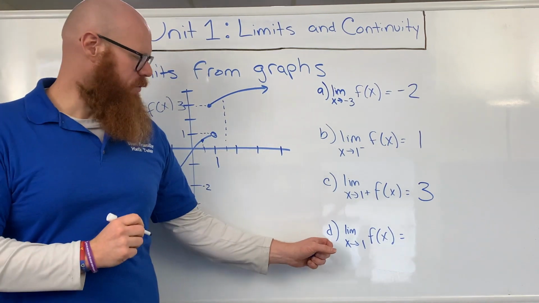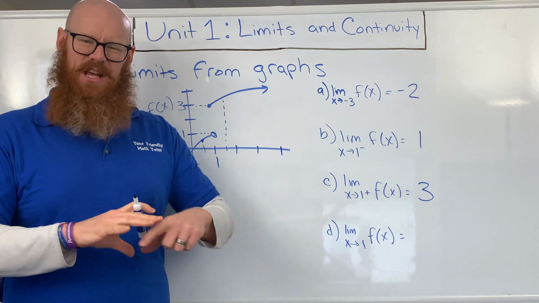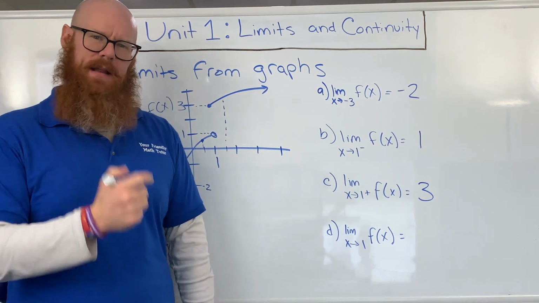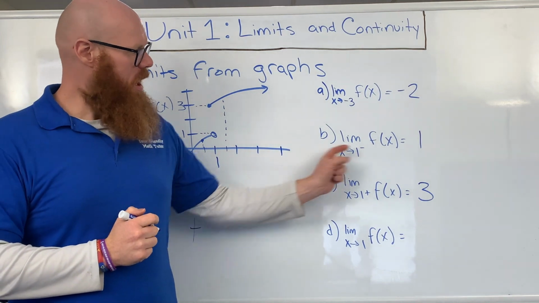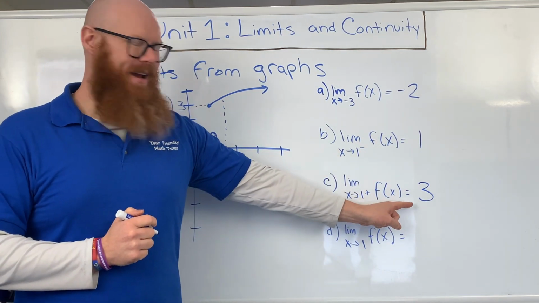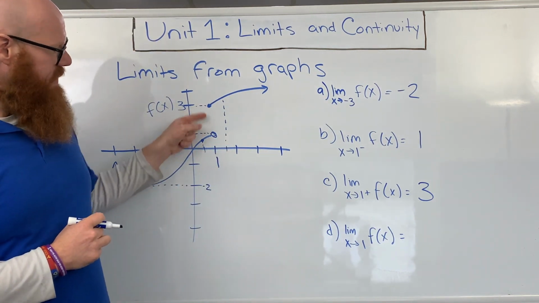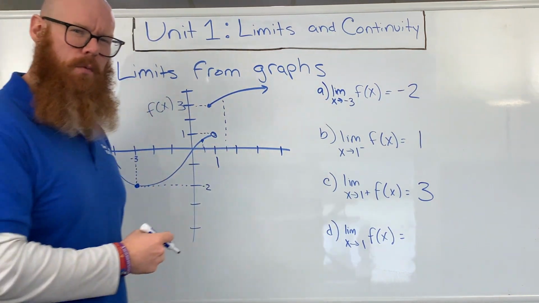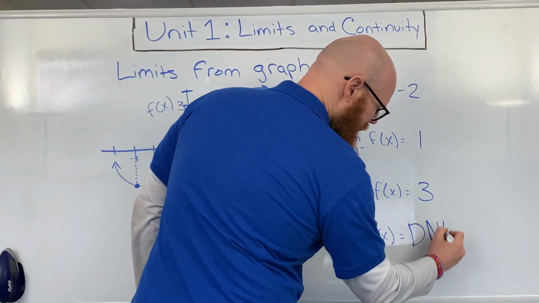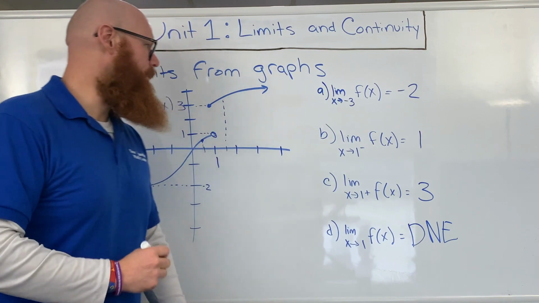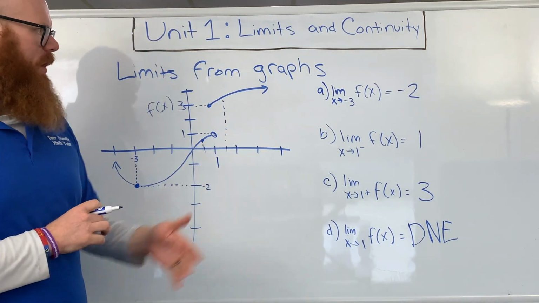And then finally, this one asks us the limit as x approaches 1 of f of x, just the overall limit, or the two-sided limit. That is going to be looking back at both of these answers. From the left is 1 and from the right is 3. They're two different values, right? So this overall limit is what we say does not exist. Or you can just write DNE. All right, so that's just a way to look at the graph and answer some limit questions about that graph.